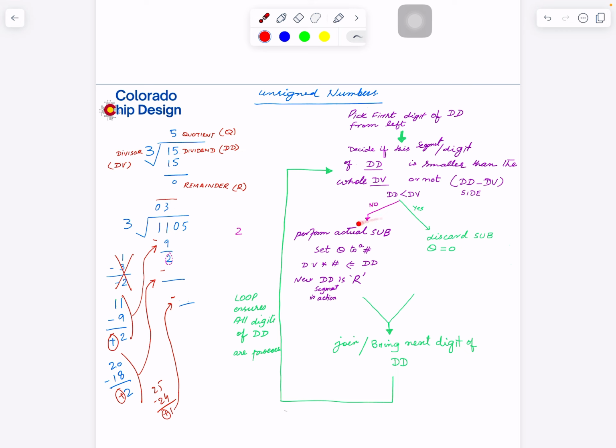So what we did, we set Q, this quotient, to 3, because 3 times 3 is 9. Then we did this one. The new DD is this 2. These 2 ones are gone. So actually the numbers are 205. This is the new dividend, but we already have 2. So what we are doing, we're bringing the next digit, which is 0. So we bring 0 here.